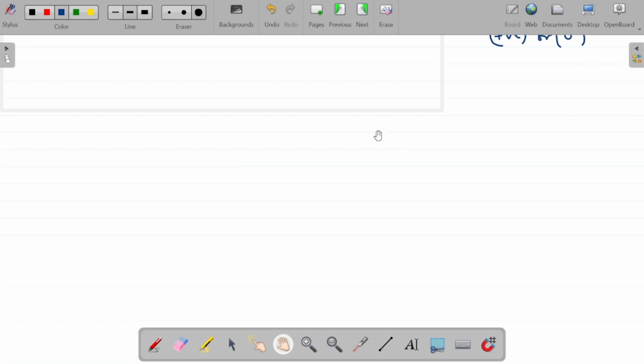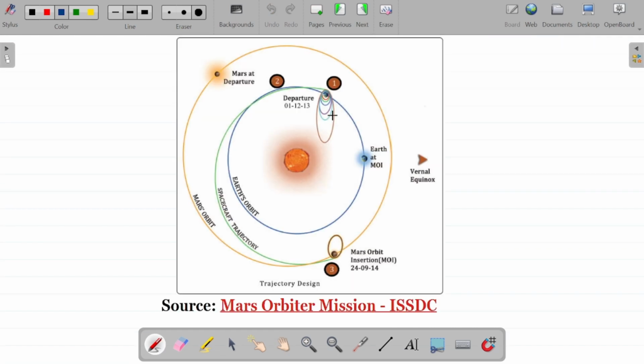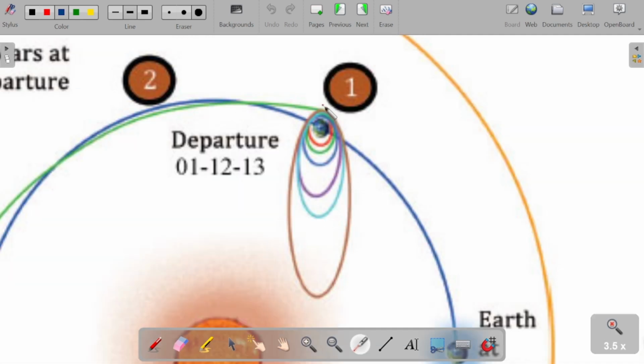Let's take the example of the Mars Orbiter Mission, and look at what is happening. This is the space probe, and this space probe is being sent to Mars. If I zoom in, let me show you. This space probe is sent into orbit to revolve around the Earth, and while revolving, its speed is being increased. And look, its path is also getting bigger and bigger. This ellipse is getting bigger and bigger.